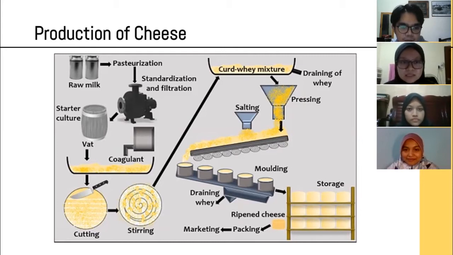And next is inoculation of starter culture. The starter culture is then added to the milk and subjected to 90 Fahrenheit for 30 minutes to ripen. Different cheese requires different starter culture. Like for the production of cheddar cheese, the strain of Streptococcus bacteria is used.